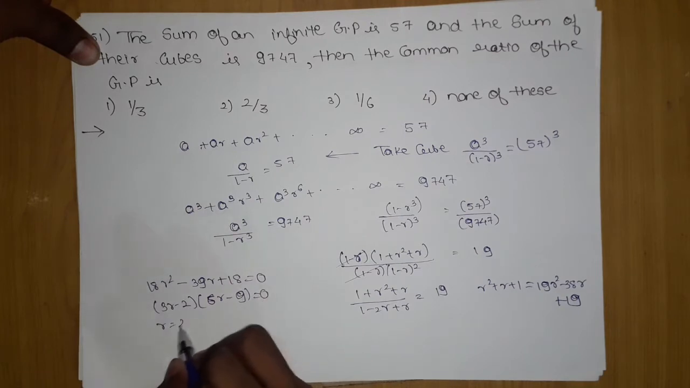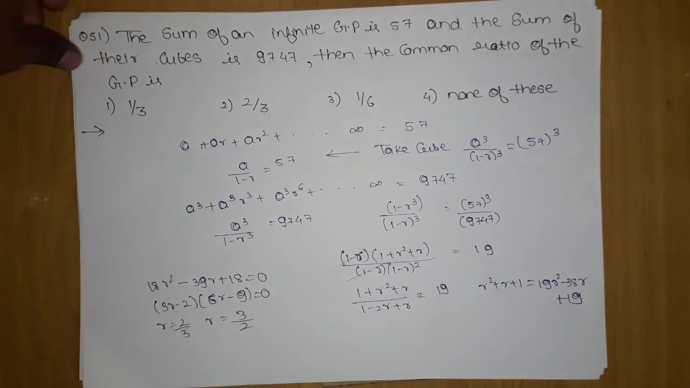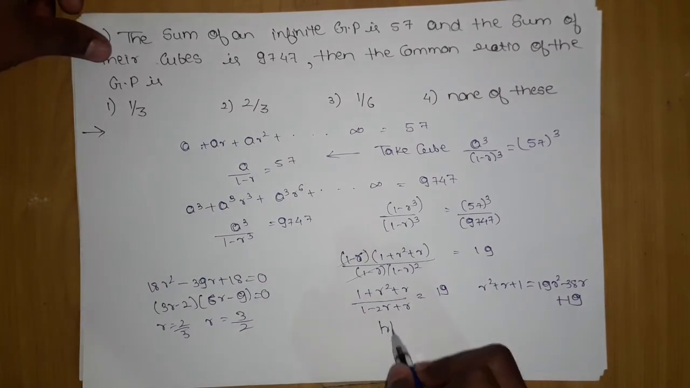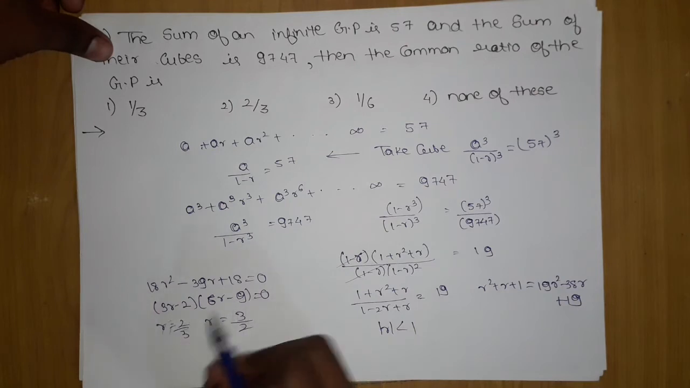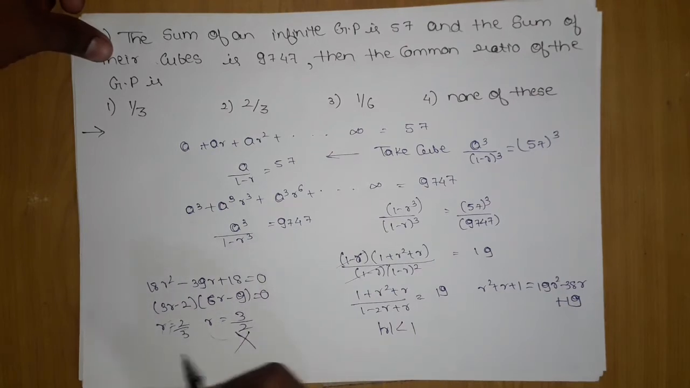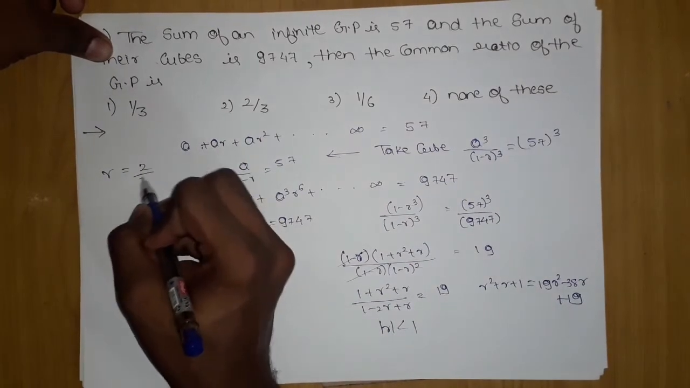So r is equal to 2 by 3 or r is equal to 3 by 2. But since it is an infinite GP, mod r should be less than 1, which is only possible in this one because the other is greater than 1. Okay, so this will be rejected, and the possible value is r equal to 2 by 3.